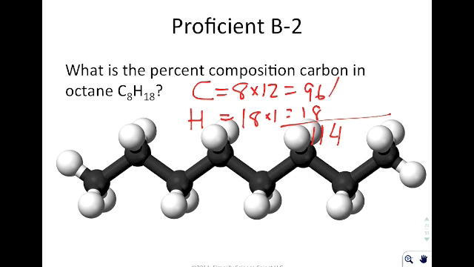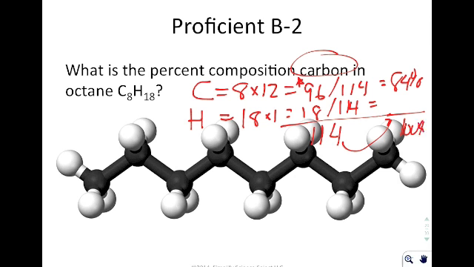Now you can divide each one by 114, and you can find the percent of each. In this particular case, I'm interested in carbon, so I'm going to stick with this top number right here. 96 divided by 114 is roughly 84%. That means you automatically know what hydrogen is, because these two things have to add up to 100%. So hydrogen is roughly 16%.